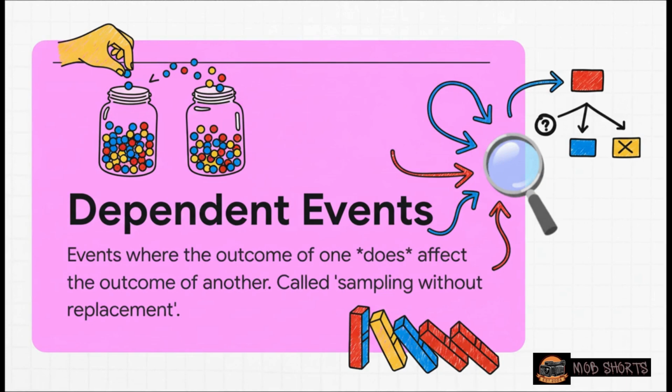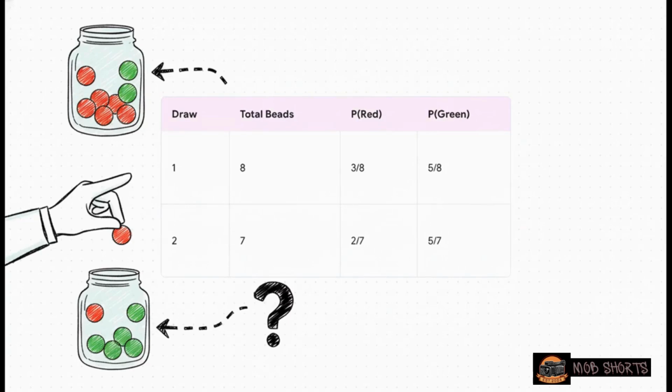Suddenly, everything changes. The whole landscape of probability just shifted because of that one little action. This is what we call a dependent event. And this is where it gets really interesting. Let's say we start with 8 beads this time, 3 red and 5 green. Your chance of picking a red bead first is 3 out of 8.